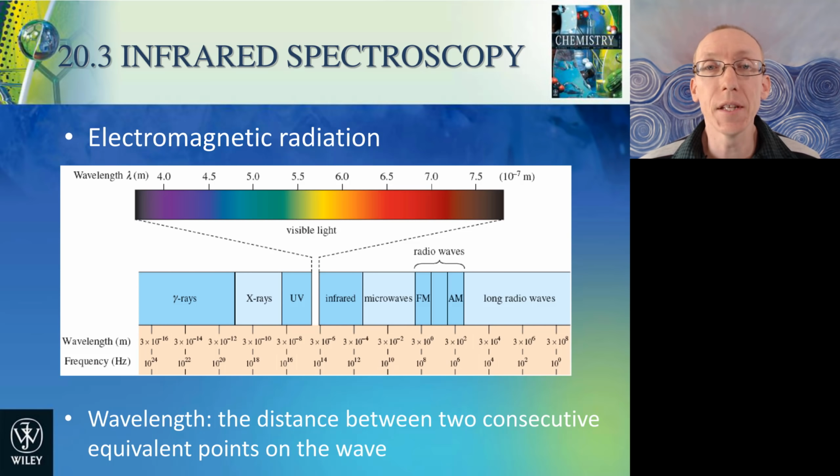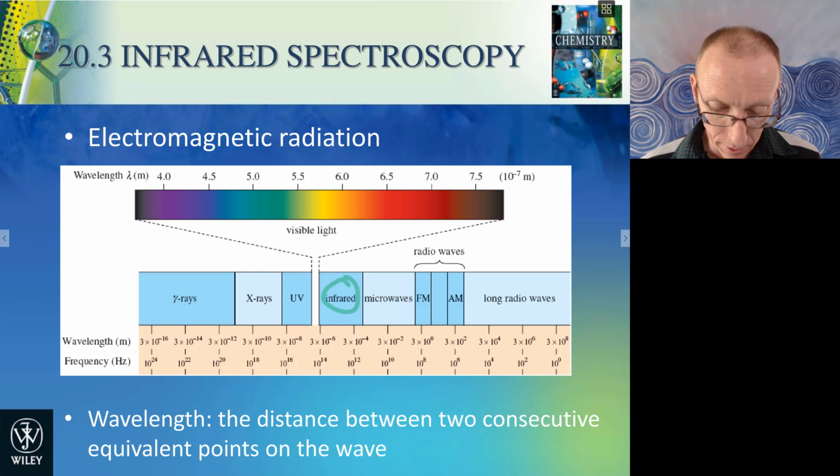Okay, let's talk about infrared spectroscopy. If you look at the electromagnetic radiation spectrum, infrared is just here at longer wavelengths than visible light, and UV is at the other end, just past the blue light end of the spectrum, or violet. Now, the infrared that we're interested in is the region of wavelengths around micrometers to tens or hundreds of micrometers. A reminder that wavelength is the distance between two consecutive points on a wave, so the peaks or the troughs.